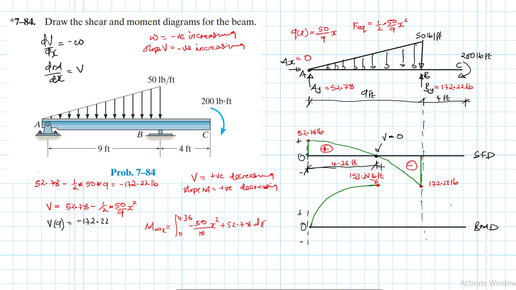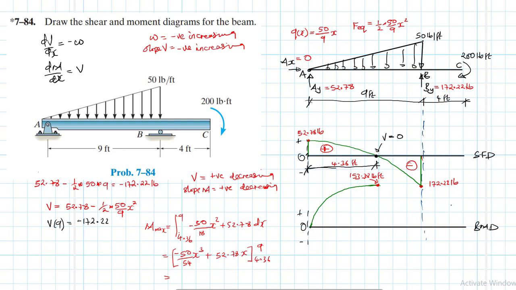So now the integration limits, we are starting at 4.36 to 9, so the limits will change here. At the bottom we'll have 4.36 and then up there 9. So if we did that, it will just be equal to the same minus 50 over 54 x cubed plus 52.78x, evaluated from 4.36 to 9.